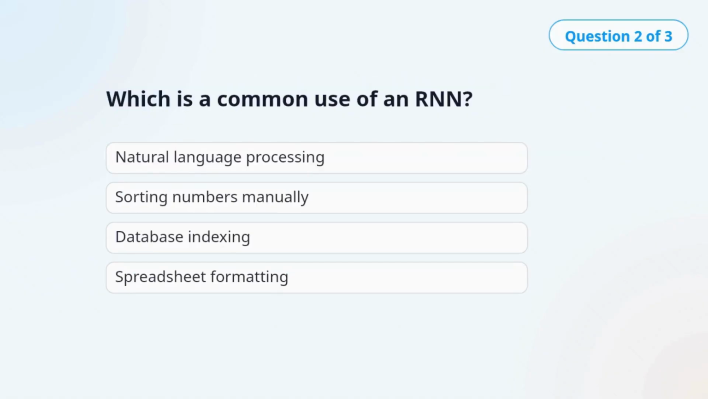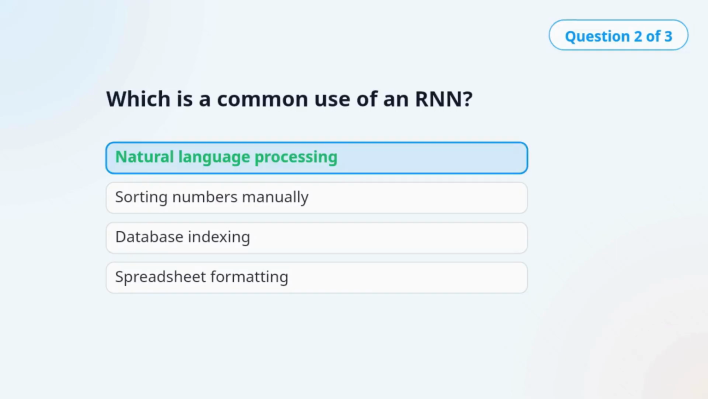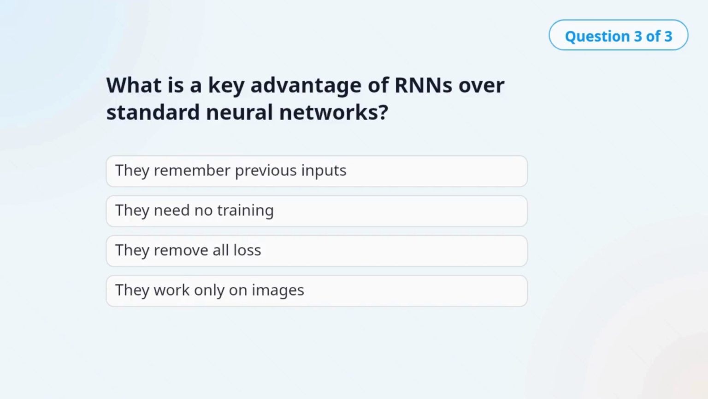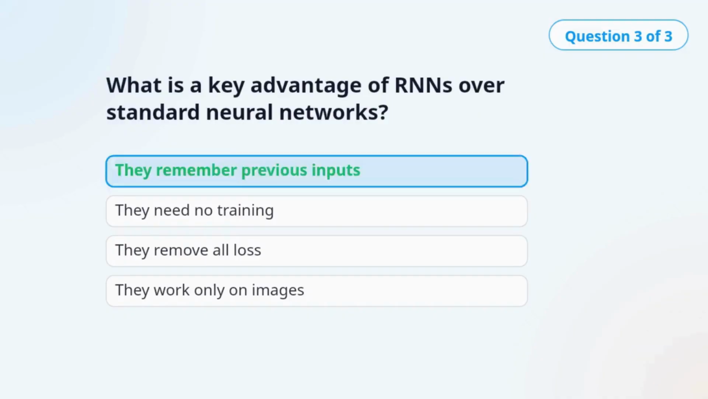Question 2. Which is a common use of an RNN? The correct answer is natural language processing. RNNs are widely used in NLP because language is naturally sequential. Question 3. What is a key advantage of RNNs over standard neural networks? The correct answer is they remember previous inputs. RNNs maintain internal memory, which helps them use historical information while processing sequences.